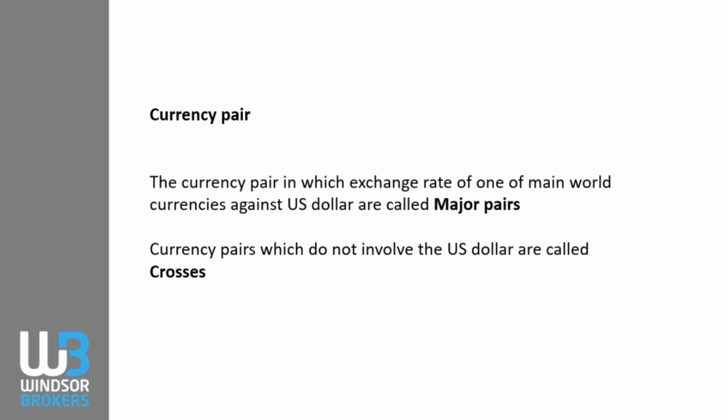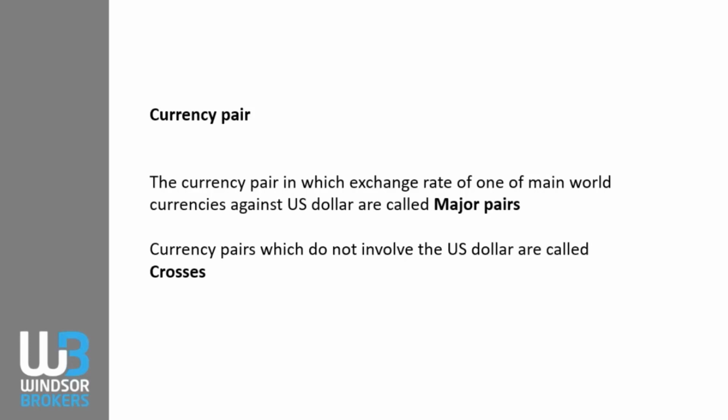It's much bigger than the demand, so it's pushing the currency pair down. Now we're talking about a currency pair. It's basically the exchange rate of one of the main world currencies against the US dollar. So we have major currency pairs such as euro dollar, British pound US dollar, dollar yen, dollar Swiss franc, Australian dollar against the US dollar, and US dollar against Canadian dollar. So these are the major currency pairs, and you will find this term very often.